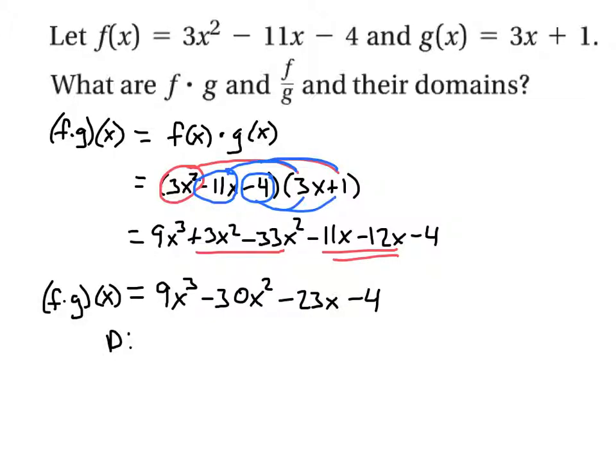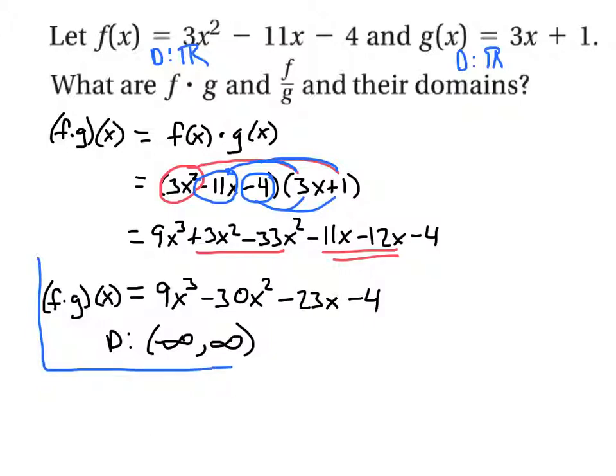The domain here, again, we have to use the domains of our g and f functions. Well, f of x has a domain of all real numbers because it is a parabola, and g of x has a domain of all real numbers because we're dealing with a line. And so our result function is going to have a domain of, again, all real numbers, because that's where those two overlap. So we've got to go from negative infinity to positive infinity for our domain.